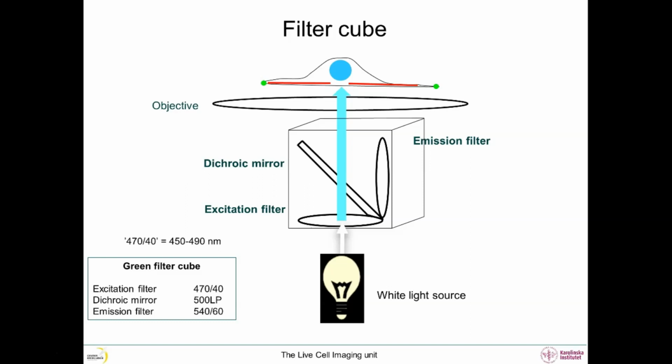The excitation light then reaches a dichroic mirror, which is placed at a 45-degree angle. The dichroic mirror is specified 500 LP. LP stands for long pass. This means that the dichroic mirror splits the light in 2 parts. It acts as a mirror for wavelengths longer than 500 nanometers, while shorter wavelengths go through the dichroic mirror. Our excitation light is shorter than 500 nanometers, so it travels straight towards the sample.